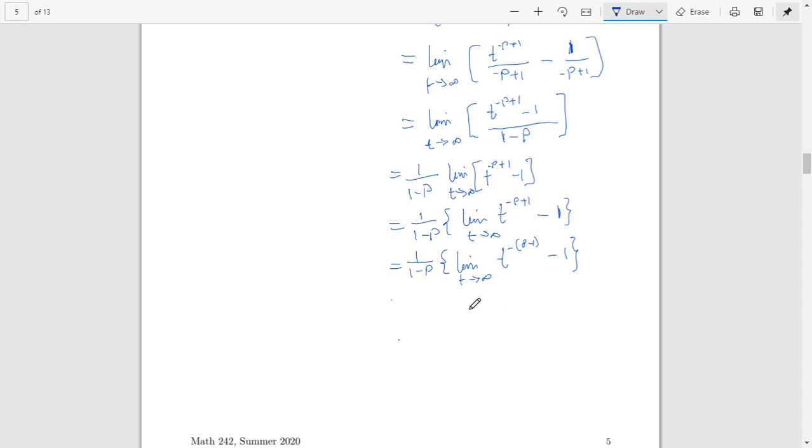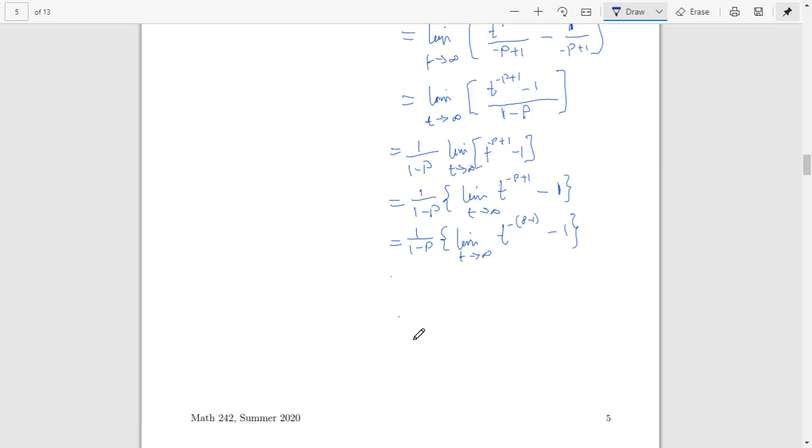So with that now being said, that tells me that if my p is bigger than 1, then p minus 1 is greater than 0. p minus 1 is bigger than 0.